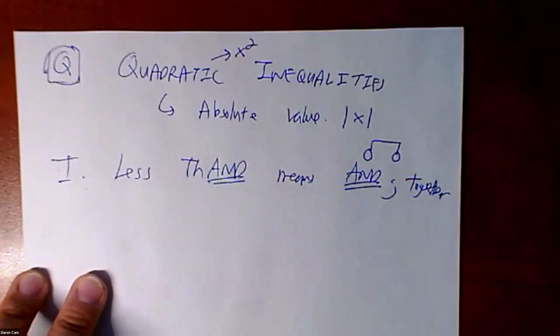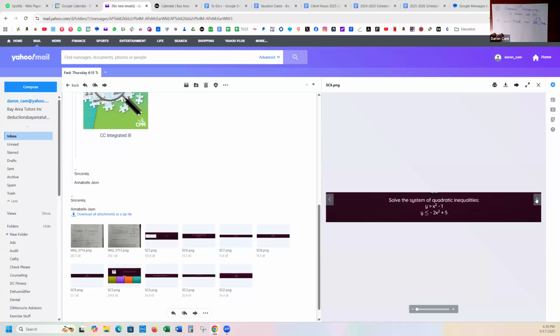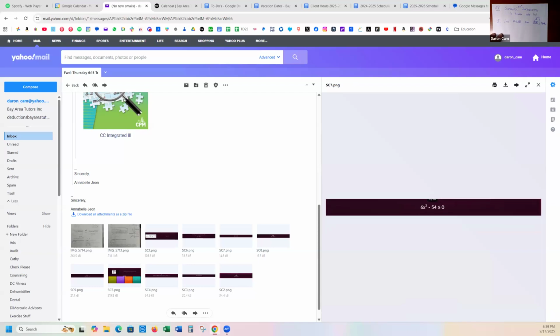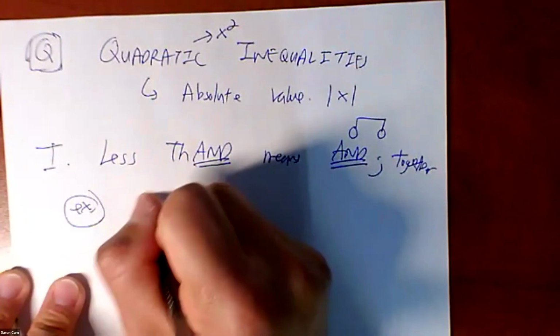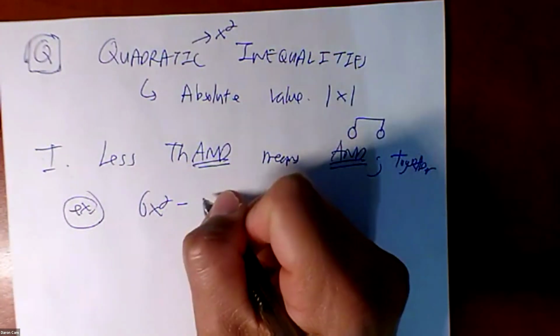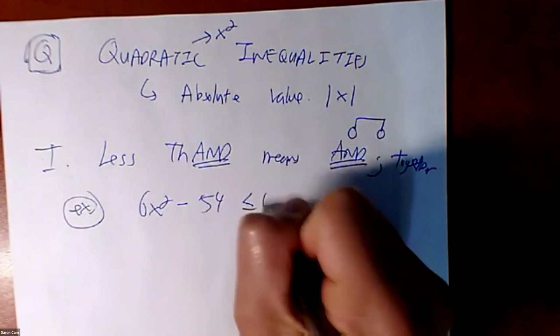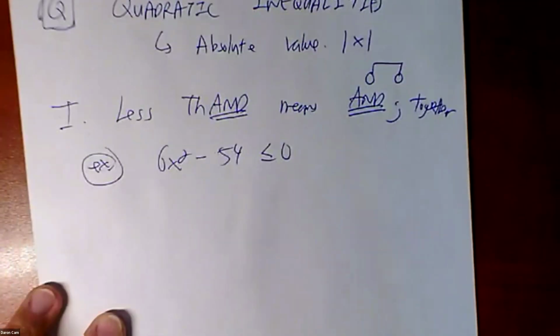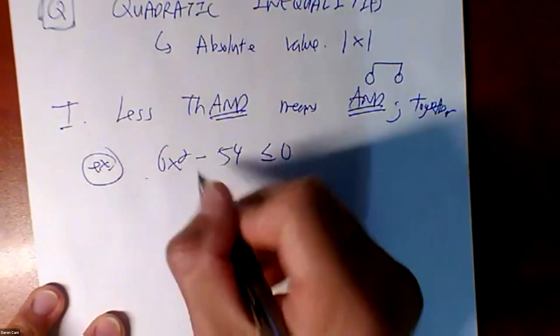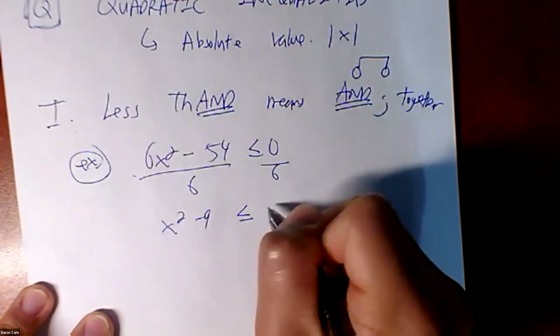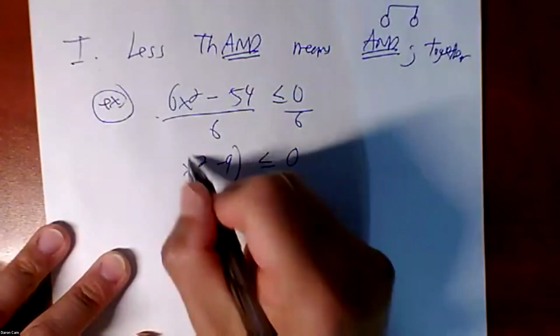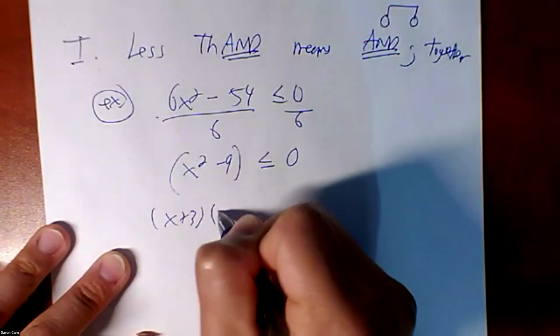So with your example, I'm just going to pull this up on my second screen. Hopefully you can see this. An example of this problem would be something like 6x squared minus 54 is less than or equal to 0. We can factor this out. You can just divide by 6 first. Then x squared minus 9 is less than or equal to 0, and you're going to factor this out here. It's going to be x plus 3, x minus 3.